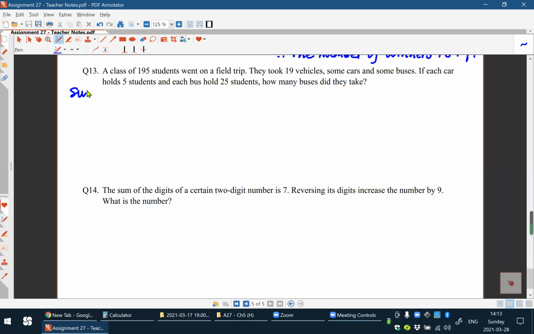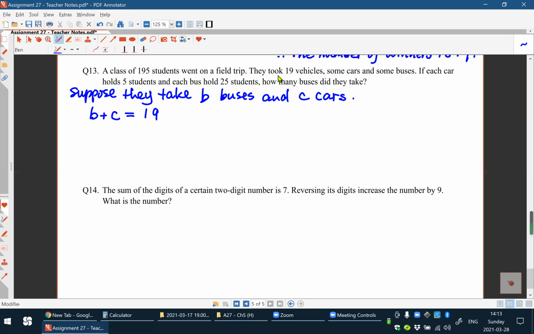So suppose we use two letters to denote these two quantities. Suppose they take B buses and C cars, right? Okay, so B stands for buses and C for cars. First of all, we do know that the number of buses plus the number of cars equals the total number of vehicles used, which is 19, right? This is the first piece of information. Second, we know that the total number of students from the buses plus the total number of students from the cars is 195, right?